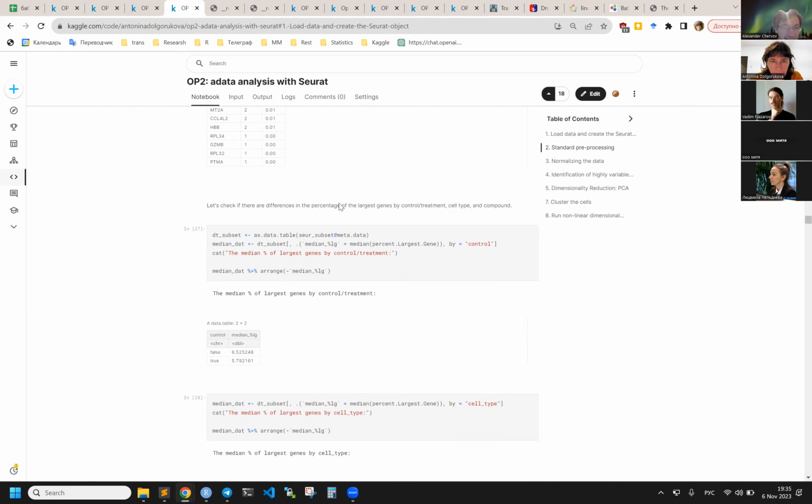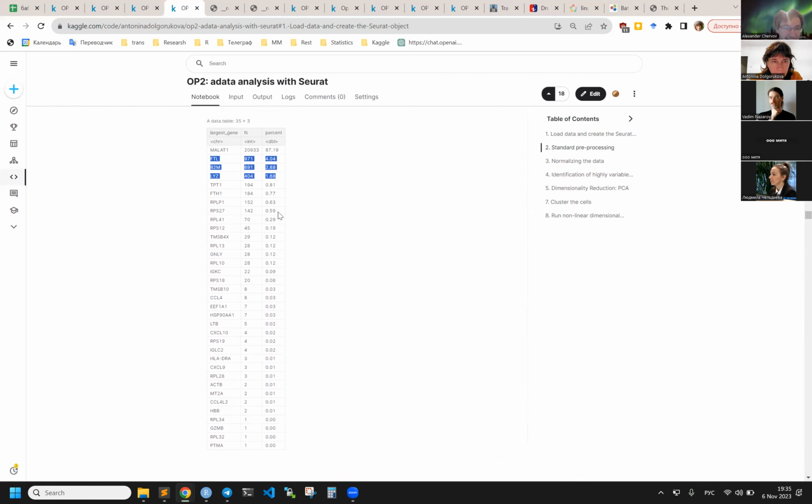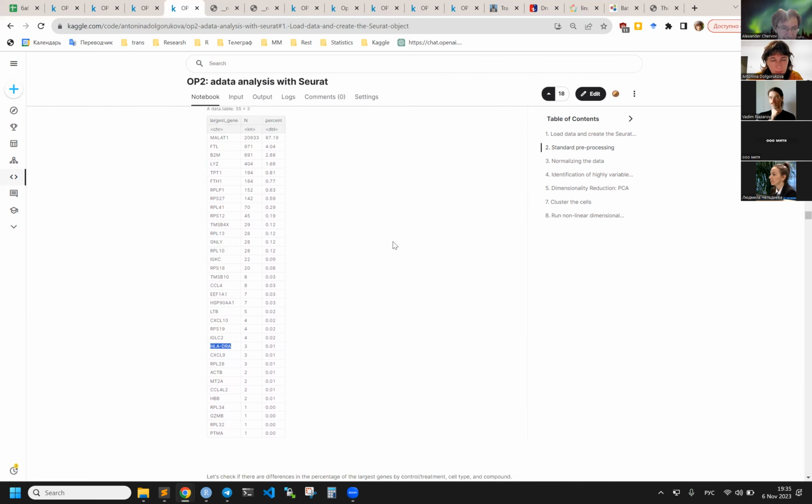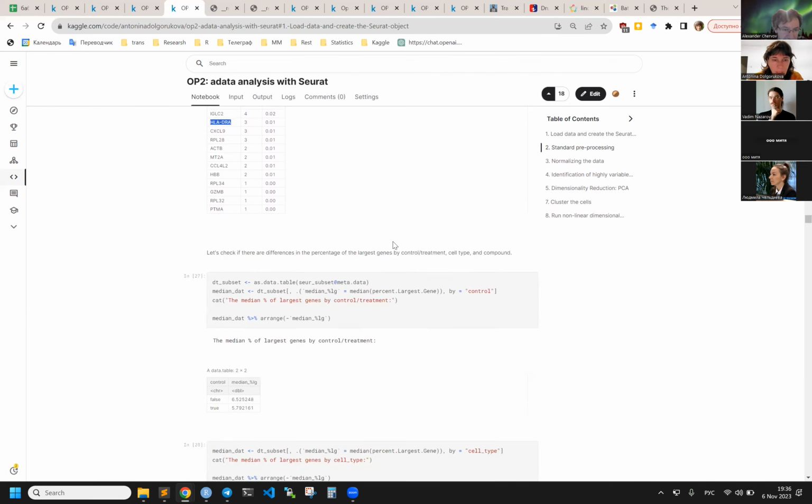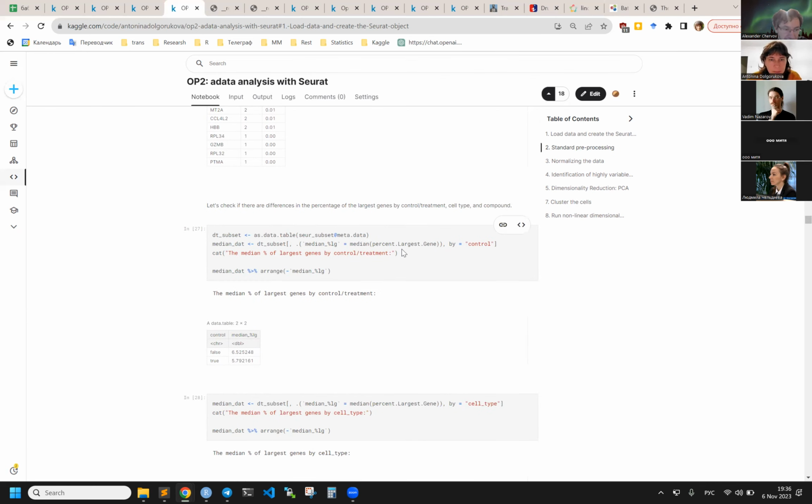Some, like hemoglobin, or for example this HLA, are there just because this is a blood cell, so it should have lots of hemoglobin. HLA-DRA is the histocompatibility complex, which should be present in the immune cells, I think. That's one of the receptors. Could be an explanation. Yeah, you're right.